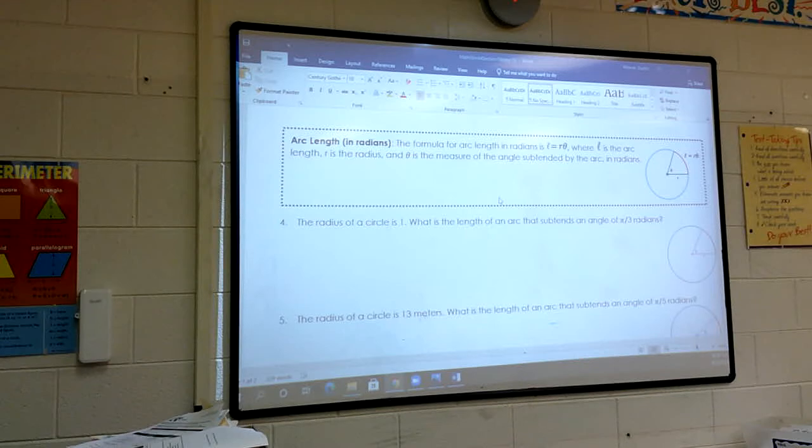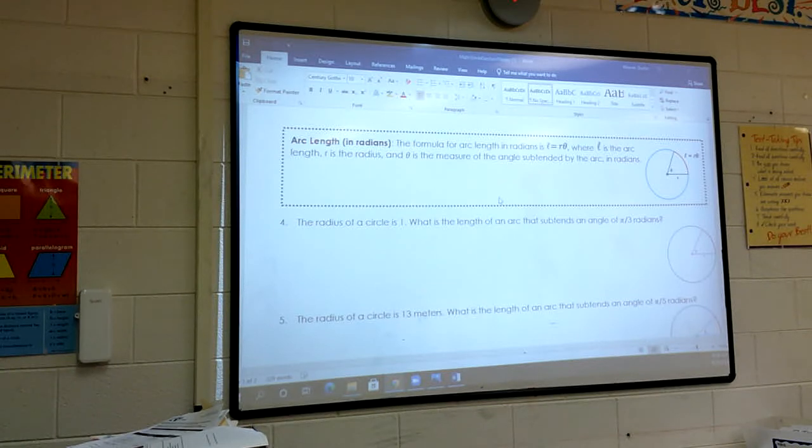So you can kind of see what we're talking about. When we talk about arc length, they are talking about this red area here. That is the arc length. This is the angle. And then your radius is the distance from the center of the circle to any point on the circle. And there's the formula for it.